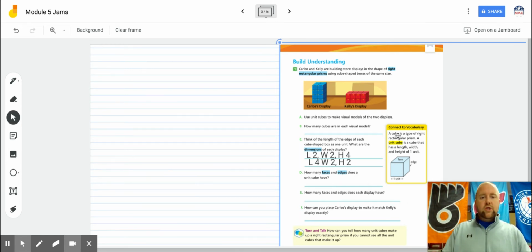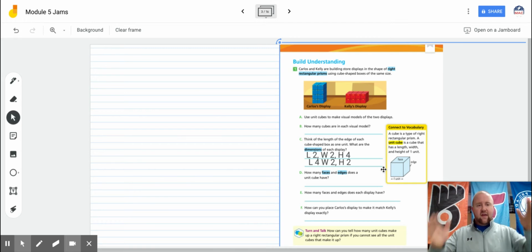All right. When we talk about vocabulary of unit cubes, we've talked about the length, width, and height. We also want to talk about 3 really important vocabulary terms, which is shown in the Connect to Vocabulary section right on the side here. It says a cube is a type of right rectangular prism. A unit cube is a cube that has length, width, and height of 1 unit, right? But then we have the faces and the edges.